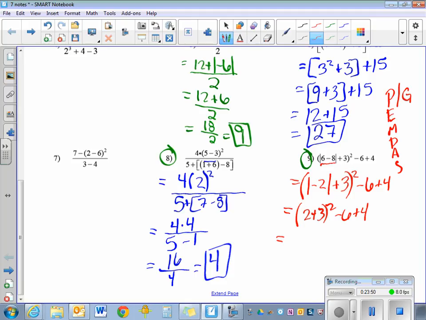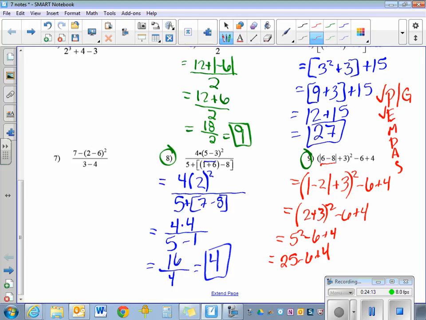5. Very good. So we finally have 5 squared minus 6 plus 4. And then Mitchell, what's next? Very good, the exponent. We finally took care of all of our parentheses and grouping. So now we can move on to the exponent. And what does 5 squared give us, Mitchell? Very good. 25 minus 6 plus 4.